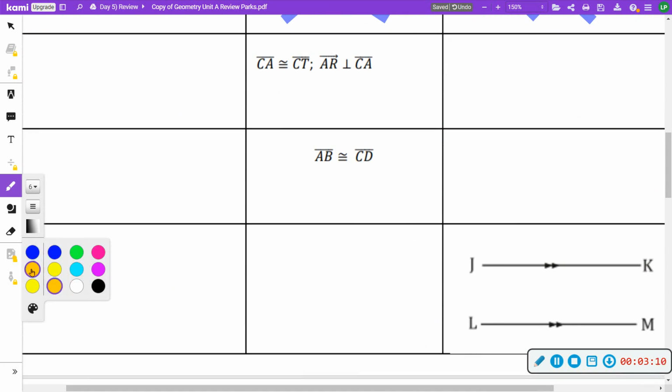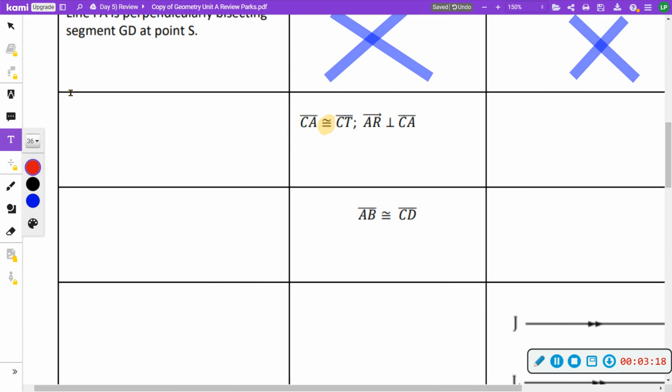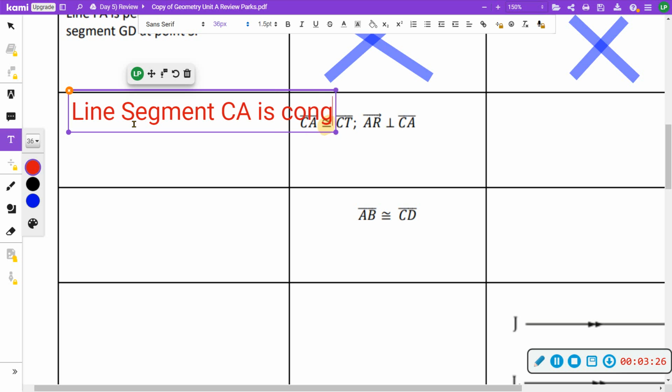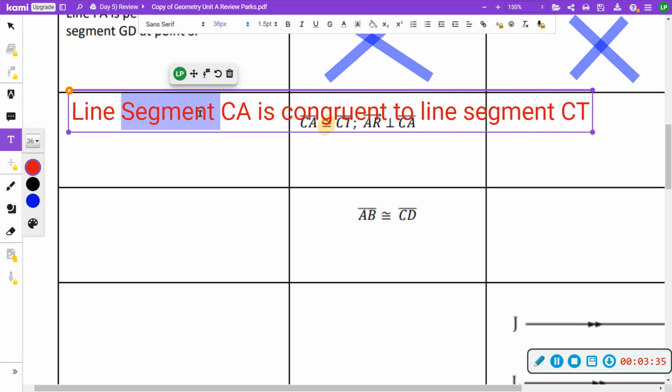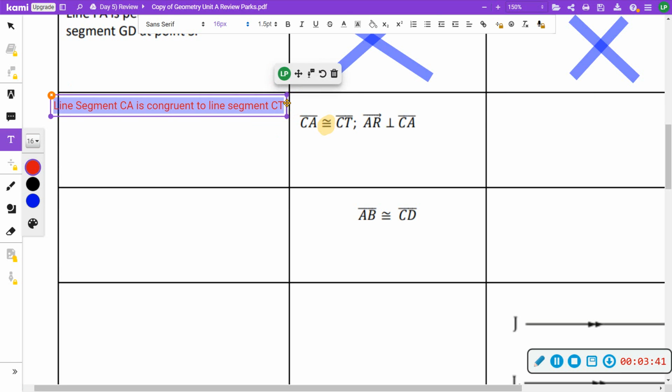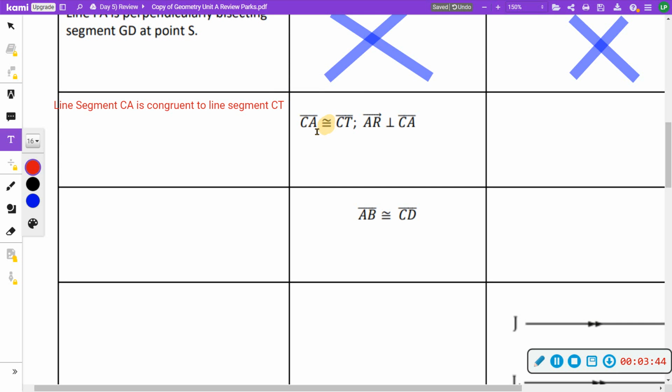Now you should also know how to read this, what this symbol means right here. You should know that means congruent. So if I was to spell that part out, I would say that line segment CA is congruent to line segment CT. And I'm going to make that smaller. So that's what that means. Line segment CA is congruent to line segment CT. And that would be this part right here.